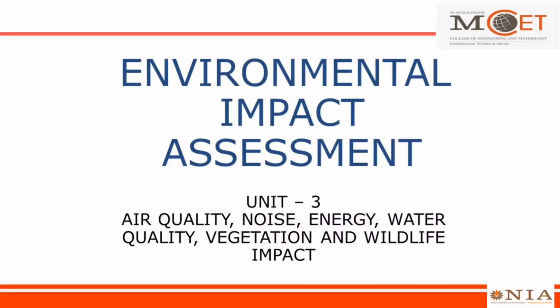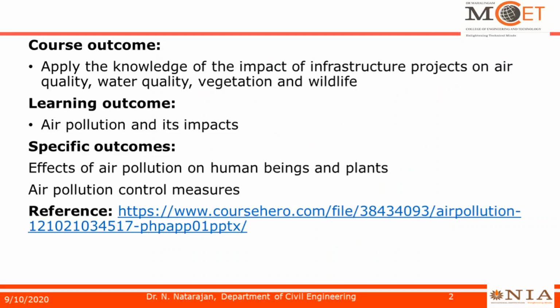So we shall continue with Unit 3, Air Quality, Noise, Energy, Water Quality, Vegetation and Wildlife Impact. Course outcome: apply the knowledge of the impact of infrastructure projects on air quality, water quality, vegetation and wildlife. Learning outcome: air pollution and its impacts. Specific outcomes: effects of air pollution on human beings and plants, air pollution control measures.